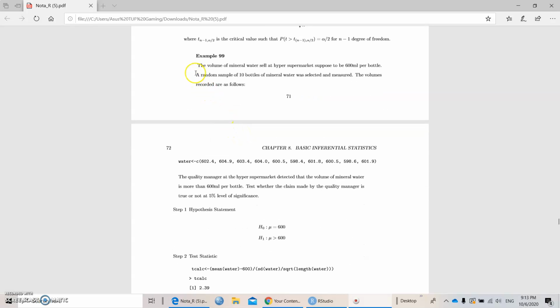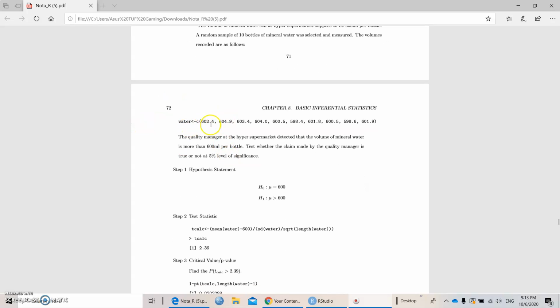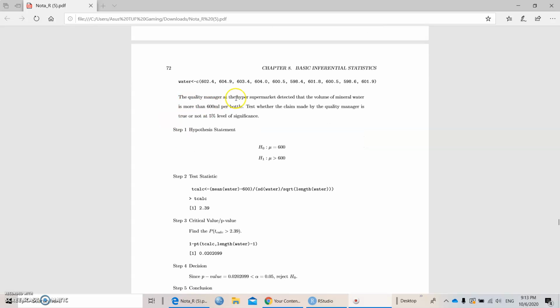For example, the volume of mineral water sold at a supermarket is supposed to be 600 ml per bottle. A random sample of 10 bottles of mineral water was selected and measured. The volumes recorded are as follows, so this is the data in milliliters. The quality manager at the hypermarket detected that the volume of mineral water is more than 600 ml per bottle. Test whether the claim made by the quality manager is true or not at 5% level of significance.